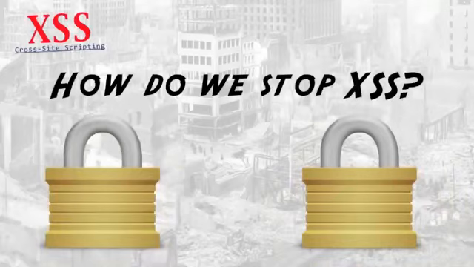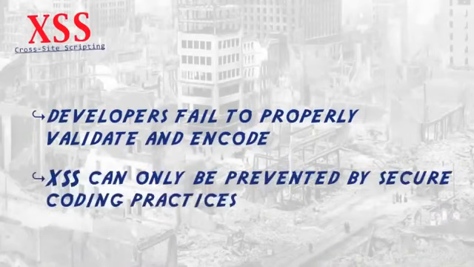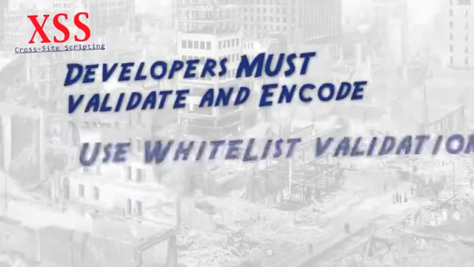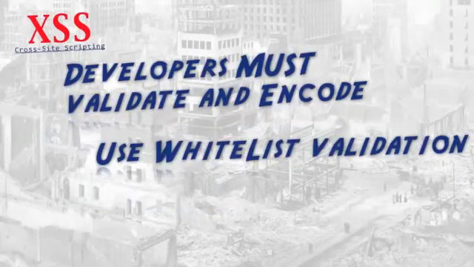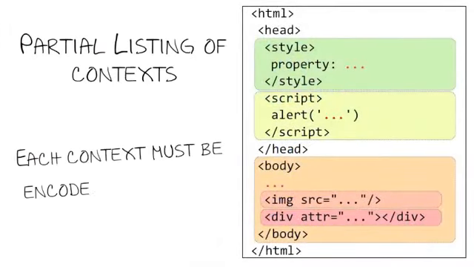So let's talk about fixes. XSS vulnerabilities are the result of developers not properly validating and encoding user-supplied data. So in order to stop cross-site scripting, we have to educate web developers how to effectively validate and encode user-supplied data. For proper validation, make sure you're using a positive whitelisting approach. And for encoding, realize that encoding must be contextual. That is to say, you will have to encode the data differently depending on where it's placed in a web page. The idea of contextual encoding can be quite confusing.